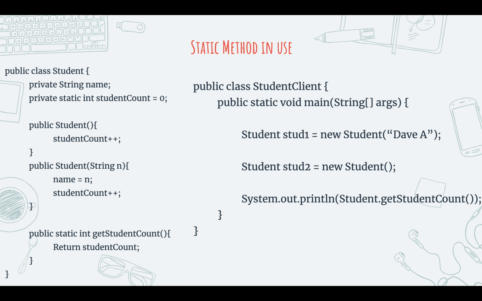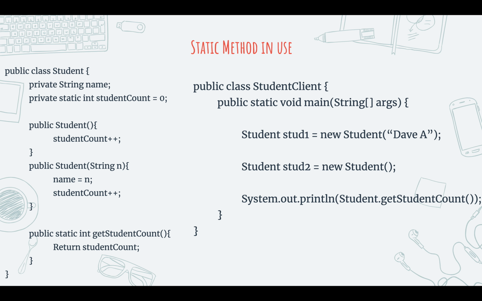So let's look at an example of the static method in use. We have a public class Student, we have a private String name, and we have a student count, and the student count value is a static variable. If we're trying to access a static variable, generally the method that we access the static variable in will be a static method, right? Because we want to reflect the static context.